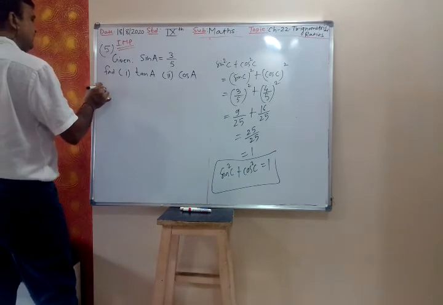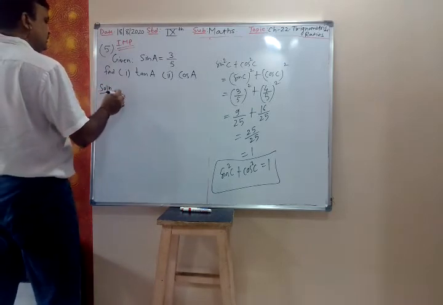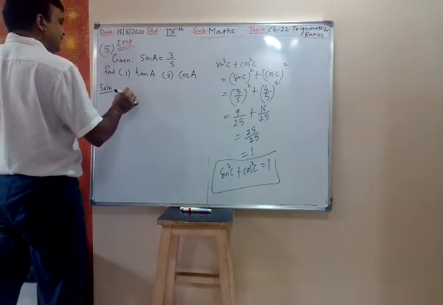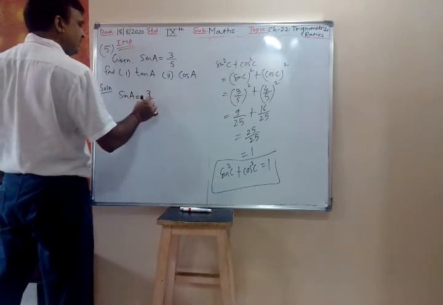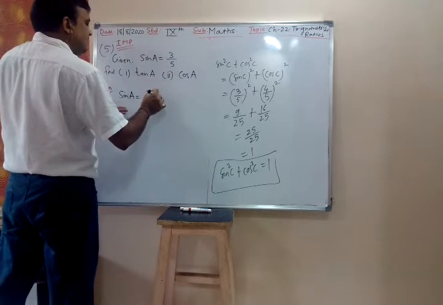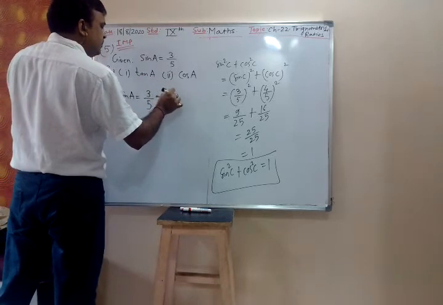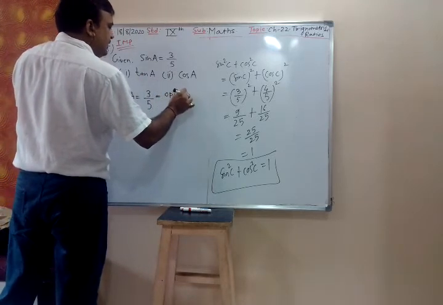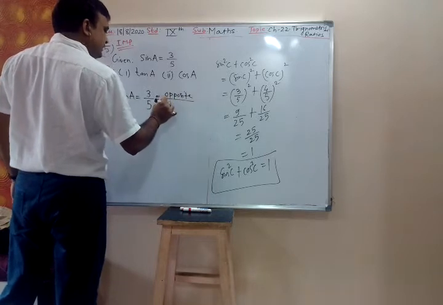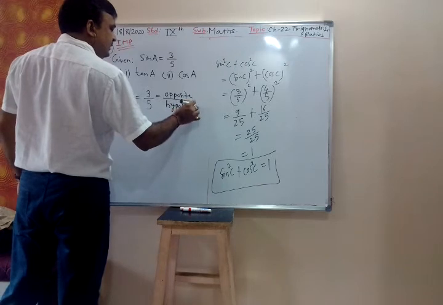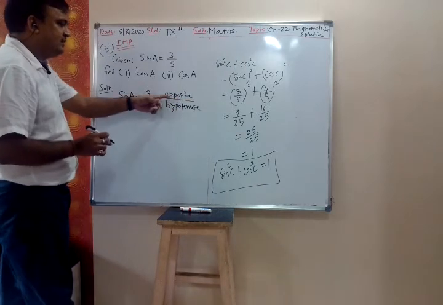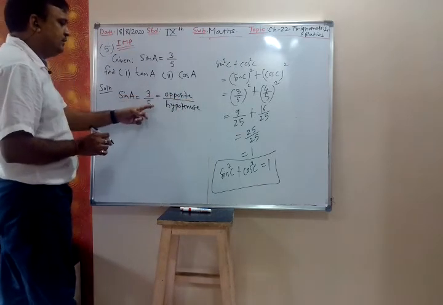So now we are given sine A. My reference angle is A. Sine A is 3 upon 5. But what is sine? Sine is opposite upon hypotenuse. That means my opposite side is 3 and hypotenuse is 5.